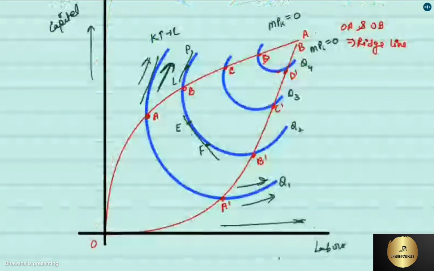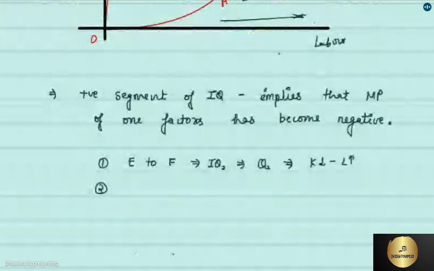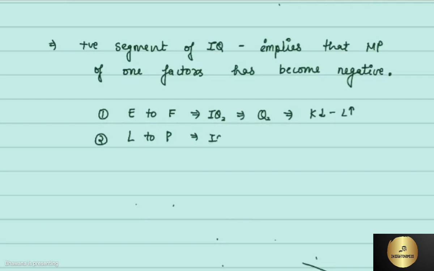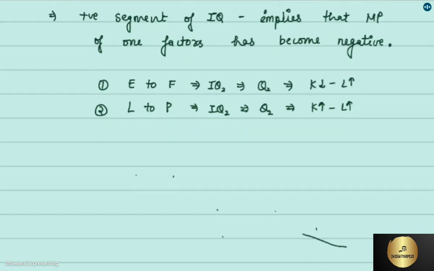Second, if you move from L to P on the same isoquant, your level of output remains the same, Q2, but your capital is also increasing and your labor is also increasing. That means to produce the same level of output, you need more capital and more labor. That means this region is inefficient. The reason is that the marginal productivity of capital becomes 0 and beyond that MPK becomes negative. So to produce the same level of output, you need more capital.